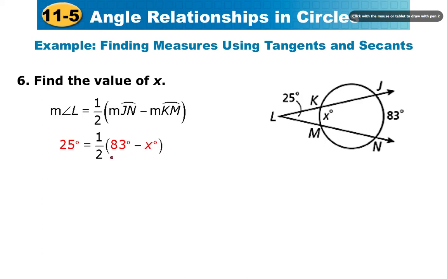At this point, all we need to do is a little bit of algebra. If you multiply both sides by 2, you get rid of this fraction. And that's what I do, and that's how we end up with 50 on the left hand side, and then just 83 minus X on the right hand side. You should be able to follow, do a little bit of algebra here. You can take away 50, add X, and that's how you get X is equal to 33 degrees. And we're done with problem number 6.